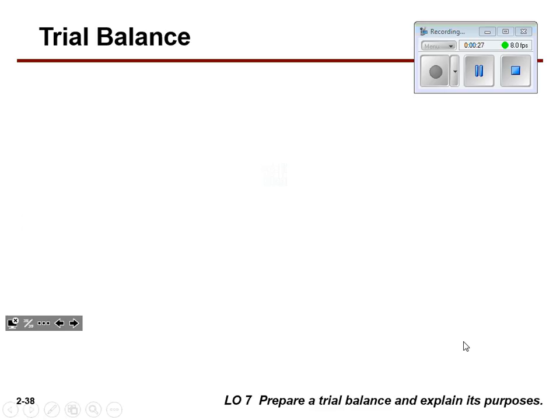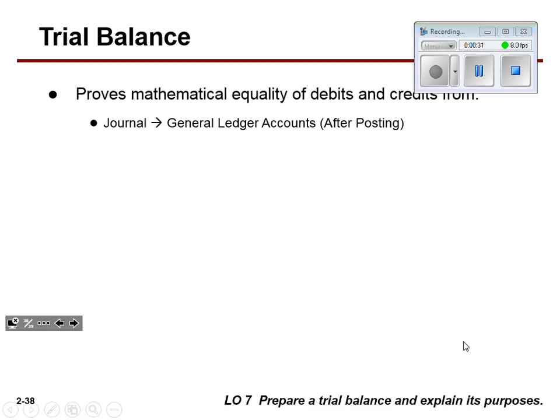Just lay my lecture notes over your handwritten notes. A trial balance, by definition, proves the mathematical equalities of your debits and credits. So basically, after everything you've journalized, posted to the general ledger, you still want to make sure your debits and credits equal, and this is a little checkpoint to do so.